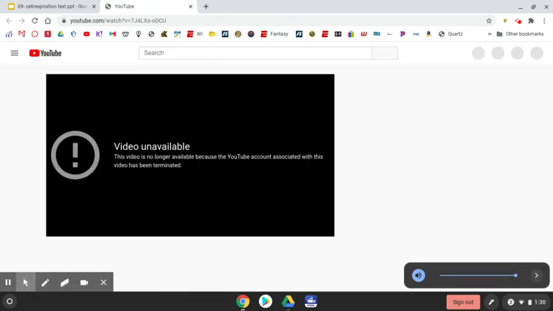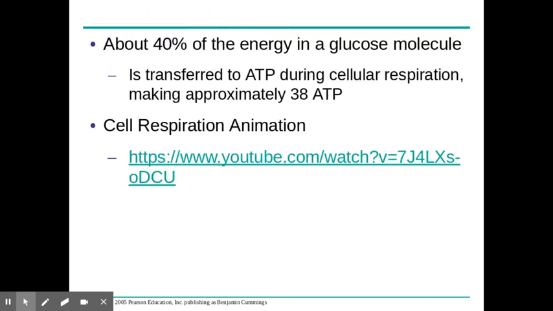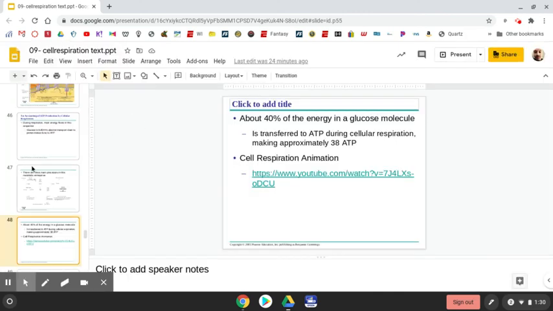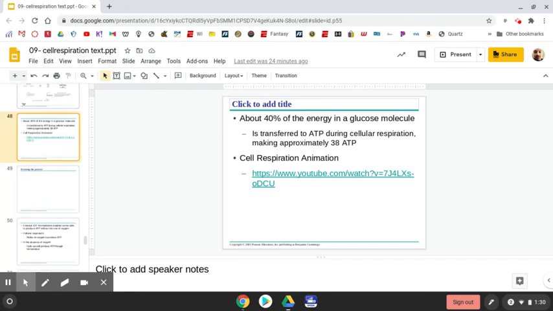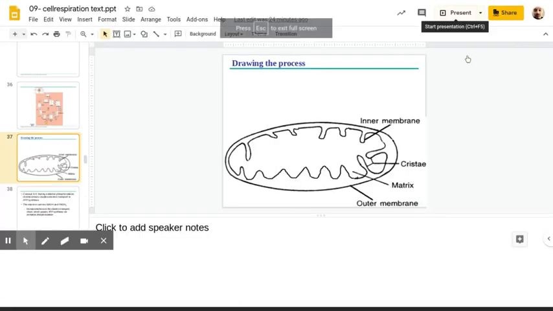So let me just bring this up a second. Oh, shoot. Guess not. Doesn't work anymore. Anyway, we will draw the process instead. I'll see if I can find a video, and I'll post that to Canvas if I find one. Oh, where am I? Hold on. And go back to this slide to draw the process.